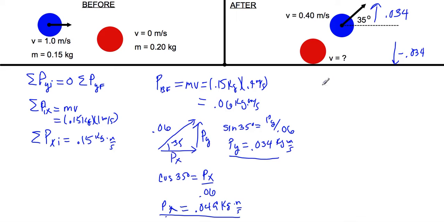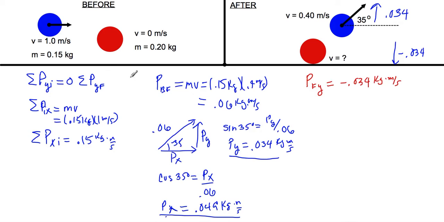So that's kind of our first thing, and let's switch over to a red pen here. Our final momentum in the y direction is going to equal negative 0.034 kilograms times meters per second. So the next question is, well, what about the x dimension? What happens in the x dimension?